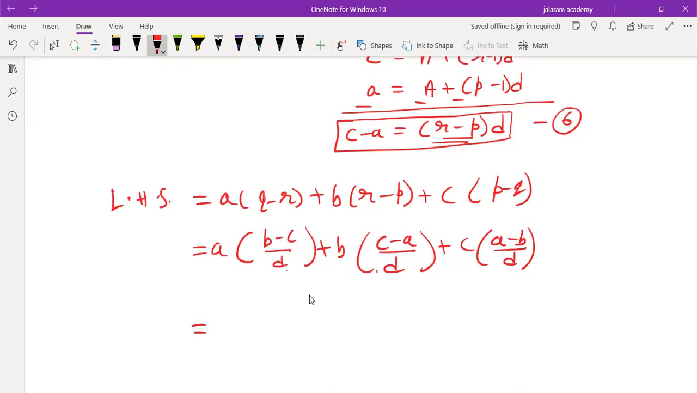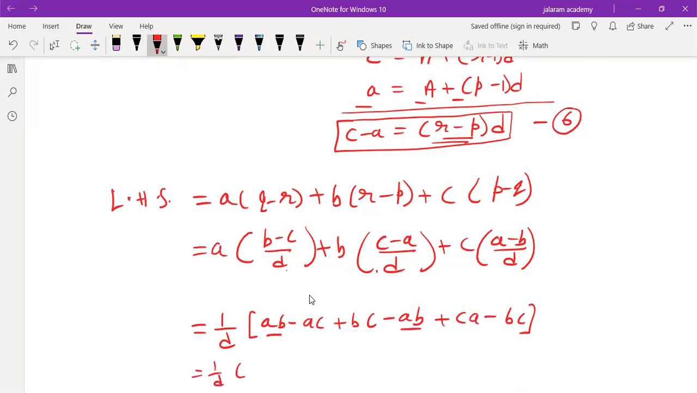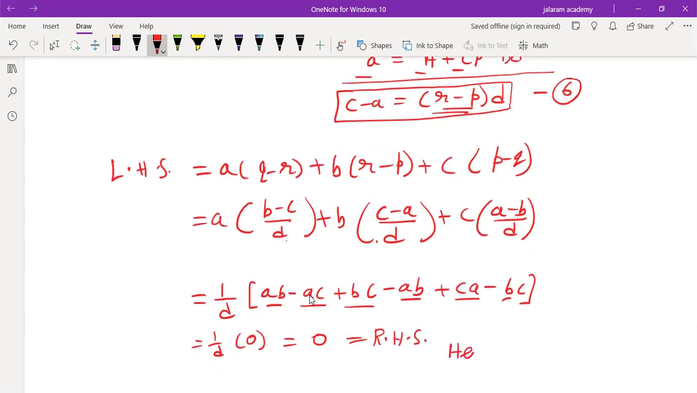Equals, now D, D and D is in the denominator of all the three. So we can take 1 by D common. Then expand the bracket in the numerator: AB minus AC plus BC minus AB plus CA minus BC. So check for the like terms. AB will be cancelled out, minus AC plus AC will be cancelled out, BC minus BC will also be cancelled out. So 1 by D into 0 equals 0, which is RHS, hence proved. So very easy method.